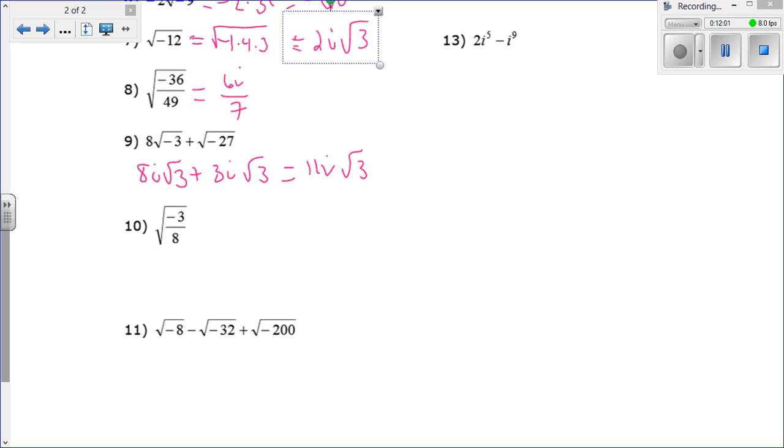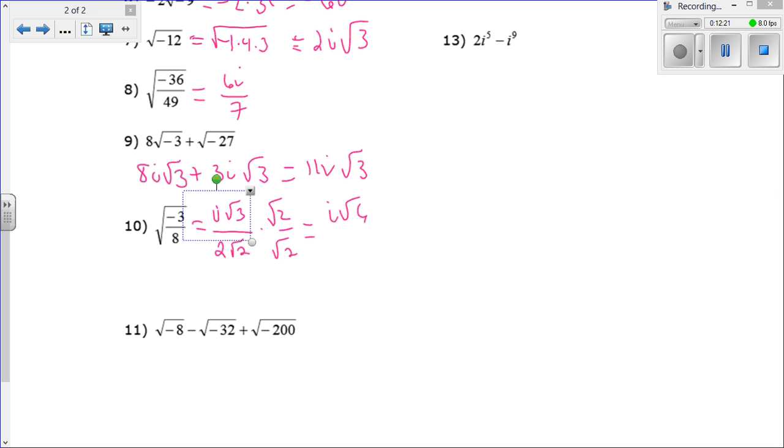Number 10 really isn't any different than what we were doing before. This becomes i radical 3. 8 simplifies to 4 times 2, so it's 2 radical 2. I need to multiply top and bottom by radical 2 because I cannot leave that in the denominator. So I have i radical 6 over 2 times, well, radical 2 times radical 2 is just 2, so 2 times 2 is 4. I cannot simplify that because I cannot divide under the radical if my 4 isn't under the radical. So I'll rewrite that for you. So it's i radical 6 over 4.